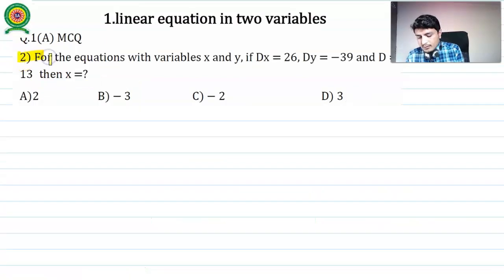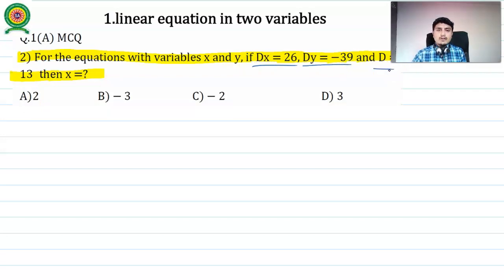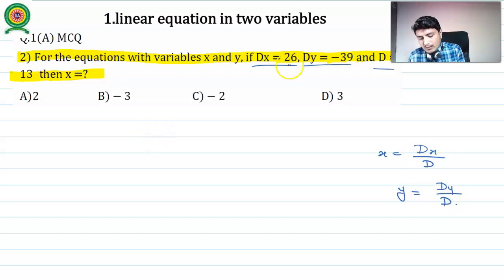Look at the second question. For the equations with variables x and y, if dx is equals to 26, dy equals to minus 39 and d equals to 13, then x is equals to. Now look, here we have dx, dy and d values, which means we have to solve the linear equation in two variables by using Cramer's rule. As per Cramer's rule, to find the value of x, we have the formula dx divided by d, and to find the value of y we have dy divided by d.